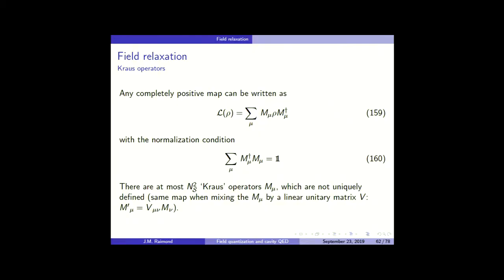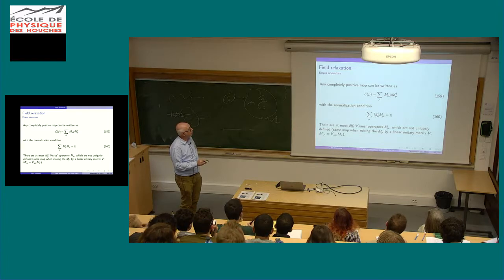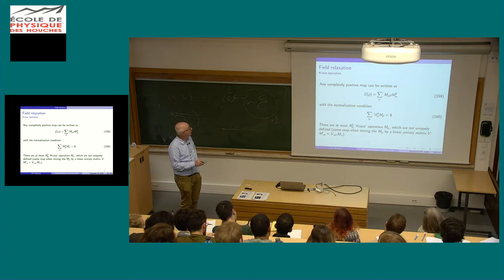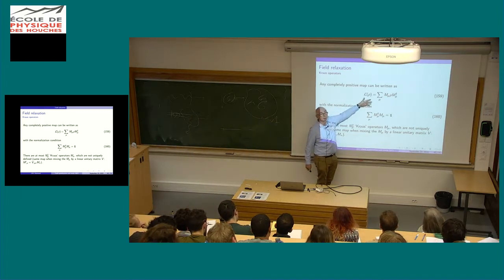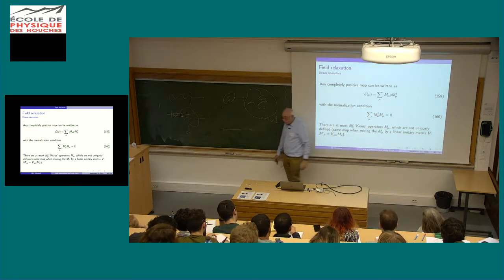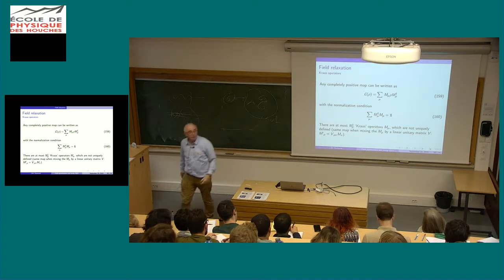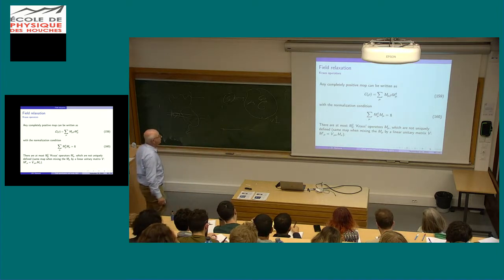Then it's shown that L can be cast under the form sum over mu of M mu rho M mu dagger, where the M mu's are called the Kraus operators. They are normalized with this condition, and there are at most n_S squared such operators, where n_S is the dimension of Hilbert space. So all quantum maps can be cast under this form. This is an important result. It's not absolute. You can show it, it takes a couple of pages, but it's not totally intuitive.